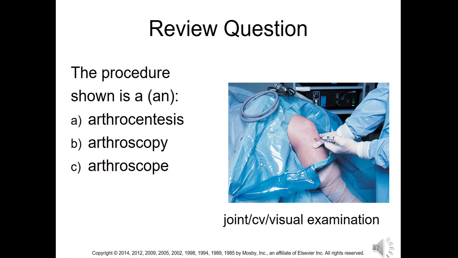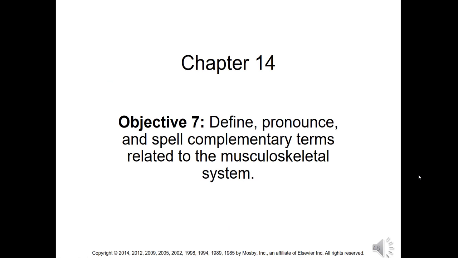So what type of procedure do you see here? They are visually examining the joint. So we know that visual examination is scopy and joint is arthro, so the answer is arthroscopy. Notice that scope is on here too, but scope is the actual tool. Scopy is the process of visually examining something.